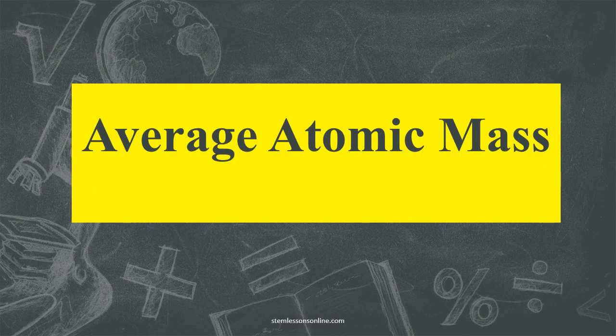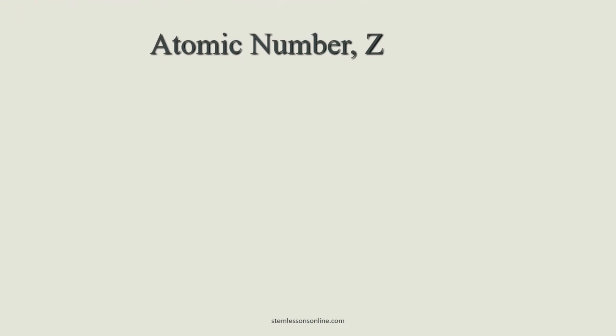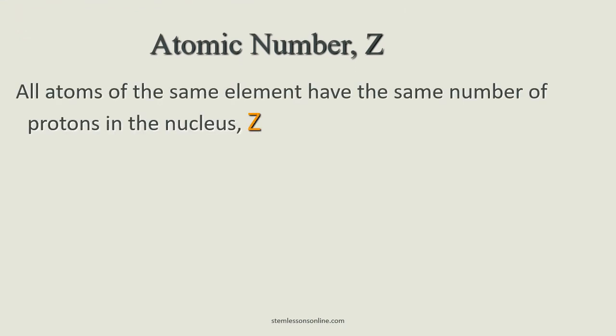This lesson is on calculating average atomic mass. Let us review what is atomic number. Atomic number is the number of protons in the nucleus of an atom. All atoms of the same element have the same number of protons, as you know. That is the identity of that element.